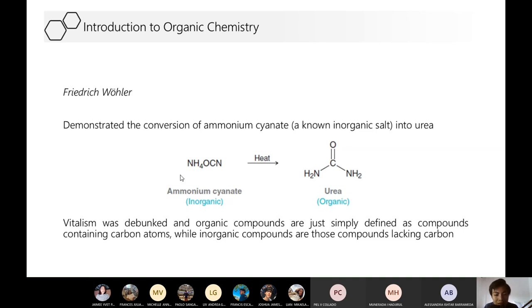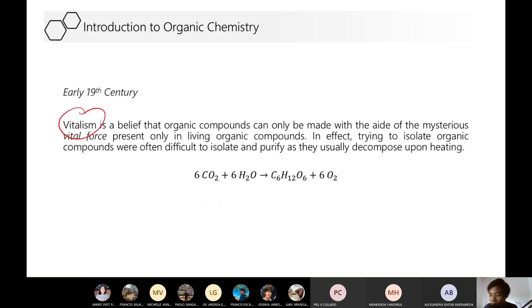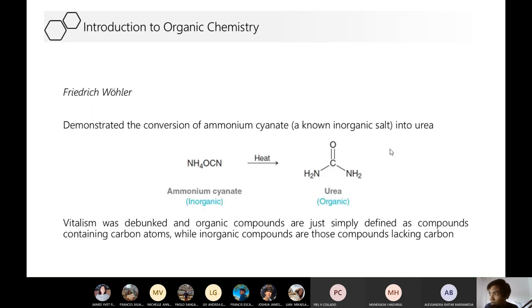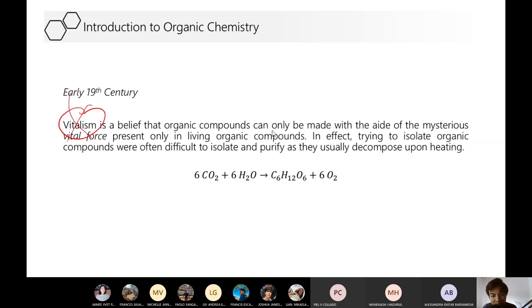So napaisip siya. Since nakagawa siya ng organic compound without the vital force, then dapat hindi ito paniwalaan. Sabi ni Friedrich, since I am able to create an organic compound from inorganic substances, which are found in minerals, hindi totoo yung vitalism. Kumbaga bogus-bogus lang 'yan. Mga funny concept lang daw 'yan. So yun yung naging start na hindi na sila naniwala sa vitalism.